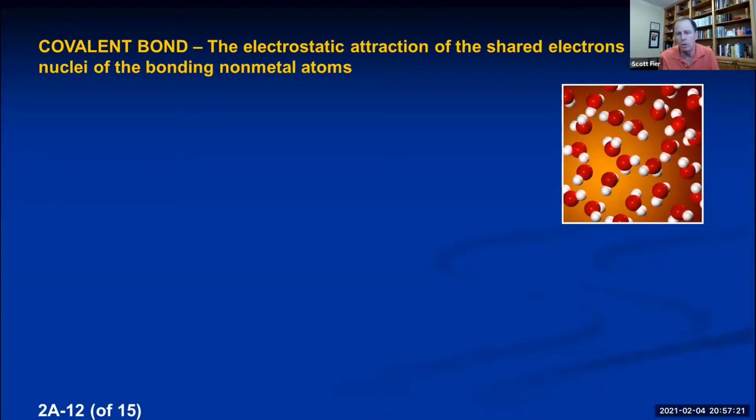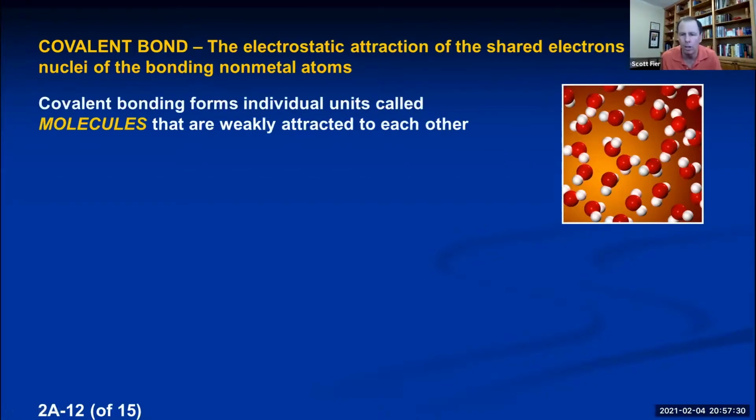And so these little units of atoms that are covalently bonded together have a name. A little unit of covalently bonded atoms is called a molecule. So covalent bonding forms individual units called molecules. The molecules are bonded together with covalent bonds, but one molecule does not bond to another molecule. They just weakly attract each other. So when you create something that's a compound of nonmetals, you have covalent bonds. They create units like molecules. Cl2 is a molecule, C6H12O6 is a molecule. These molecules then pile together, and you can actually, like for sugar, make a sugar crystal, right?